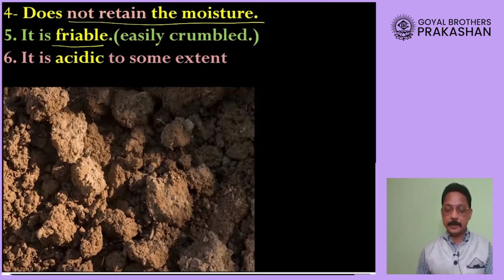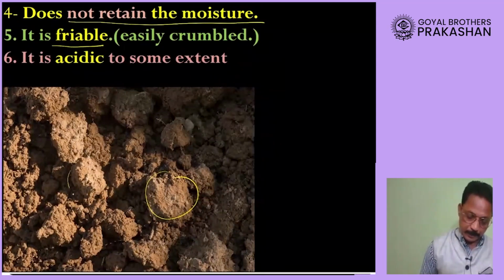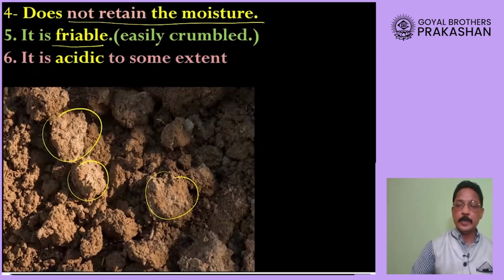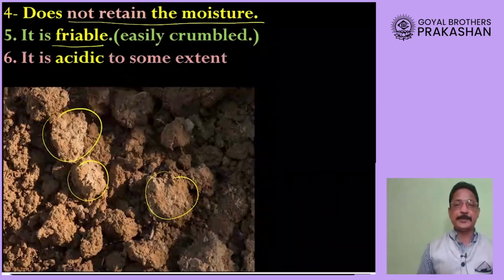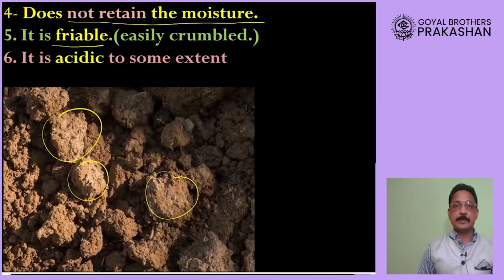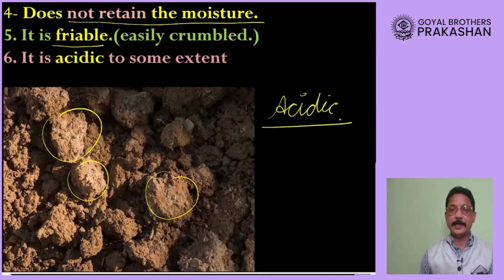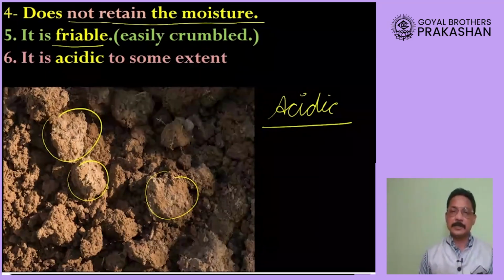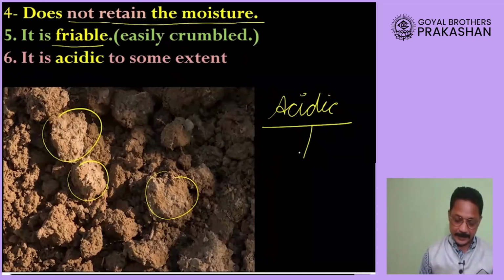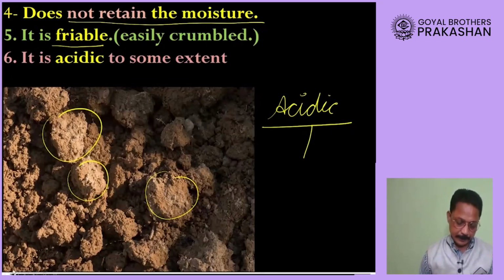Now you look at the lumps of this soil. Okay, lumps which I am encircling. If you take that lump and you drop it, it will break into pieces. This characteristic is called friable. It means the soil crumbles very easily. And another problem with this soil is that at certain places the soil is acidic in nature, not completely acidic, but at certain places it is acidic in nature. Okay.